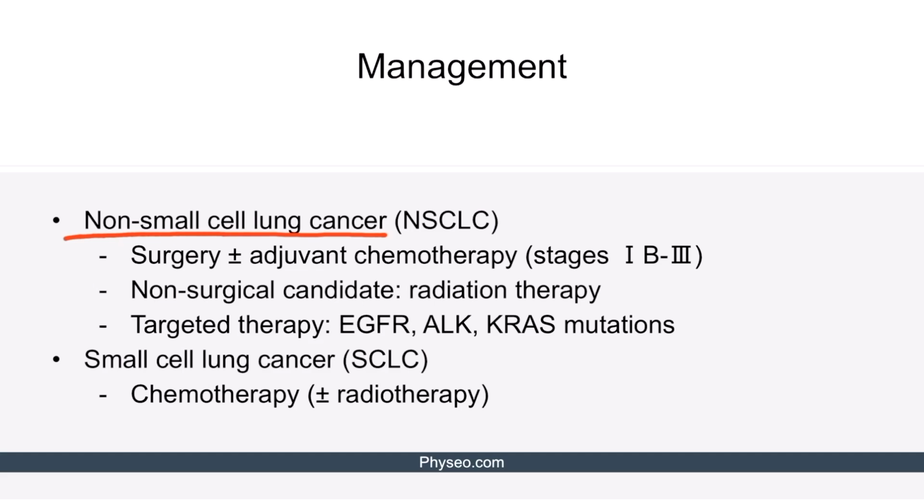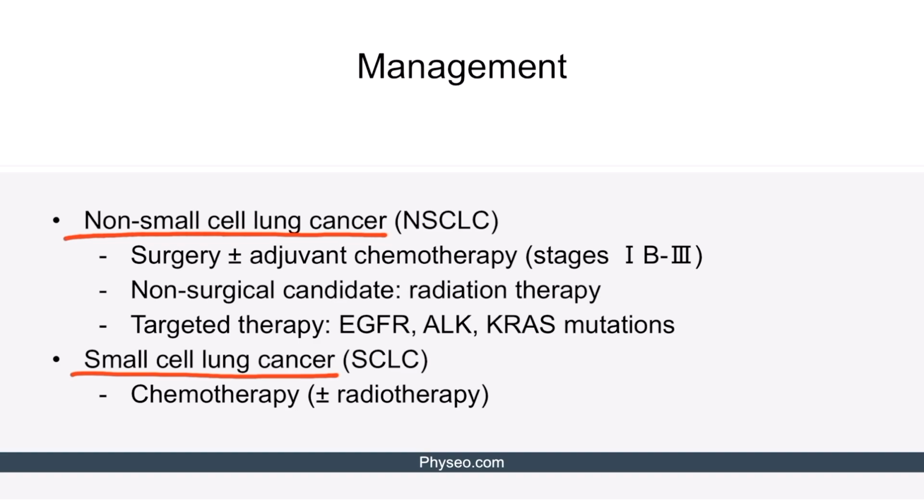Adjuvant chemotherapy is added in more advanced stages. If the patient is deemed to be a non-surgical candidate, radiation therapy then becomes the mainstay of treatment. Targeted therapy for EGFR, ALK, and KRAS mutations can also be administered if such mutations are present. Small cell lung cancer, in contrast to non-small cell lung cancer, cannot be resected and is treated with chemotherapy instead. Radiotherapy can also be used alongside chemotherapy, but the specifics are beyond the scope of Step 2.